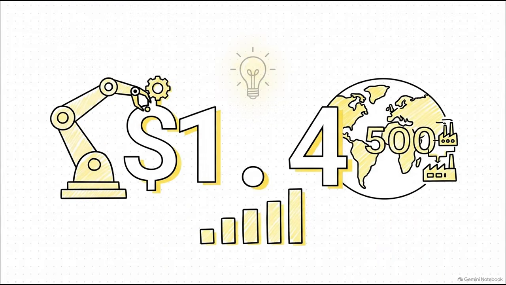Let's jump right in and look at the sheer scale of the problem. According to the Siemens True Cost of Downtime 2024 report, unplanned downtime now costs the world's 500 largest manufacturers a combined $1.4 trillion every single year. Yeah, trillion, with a T. It is a staggering figure that really highlights just how critical this issue is on a macroeconomic scale.